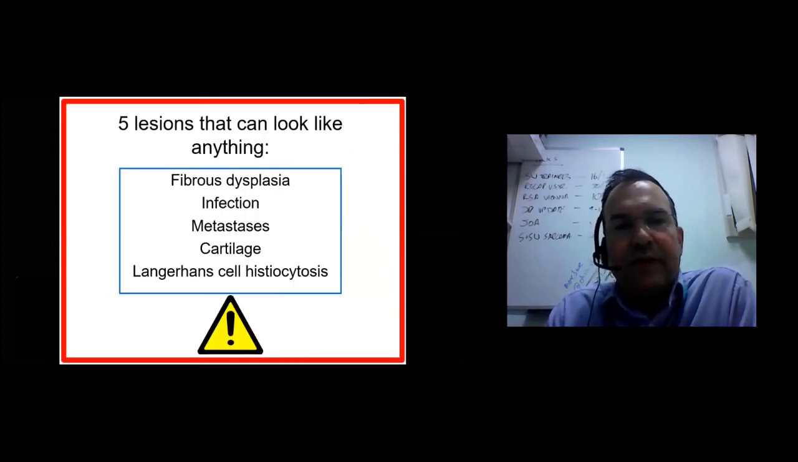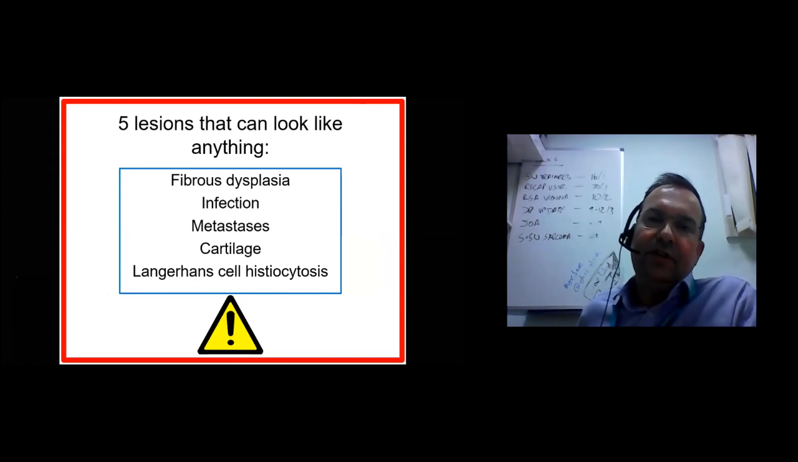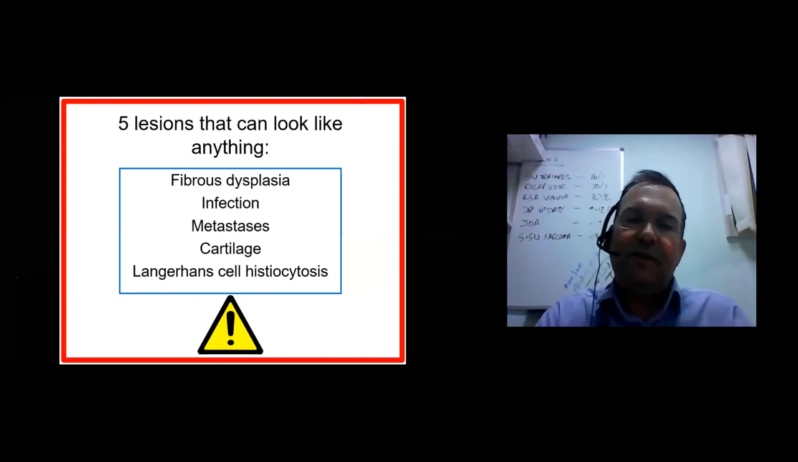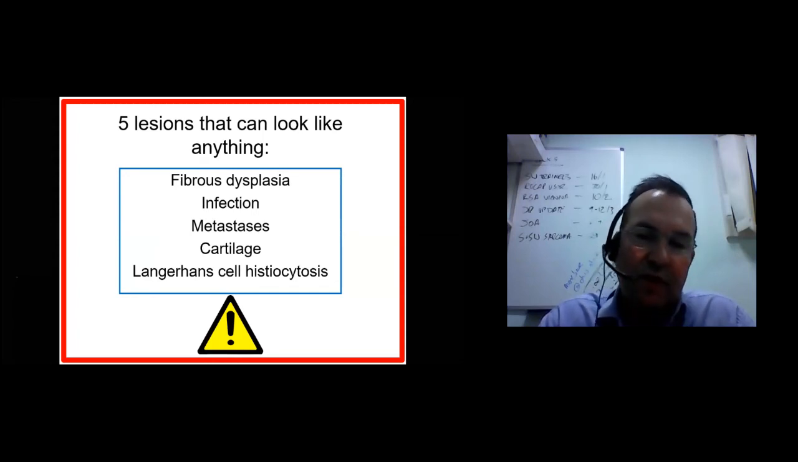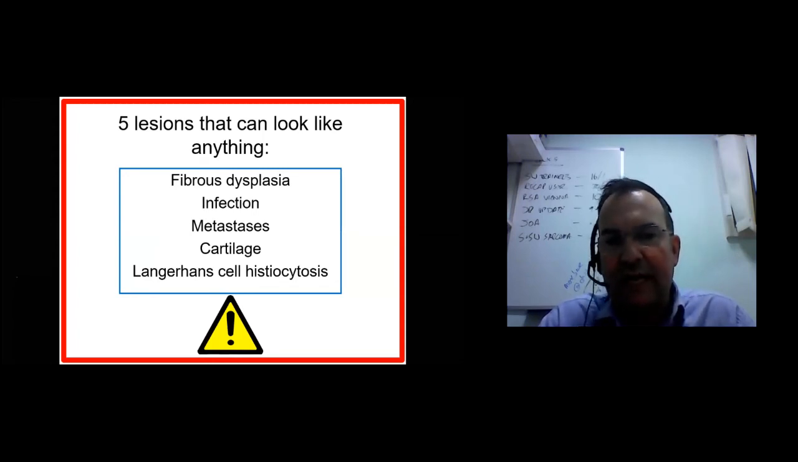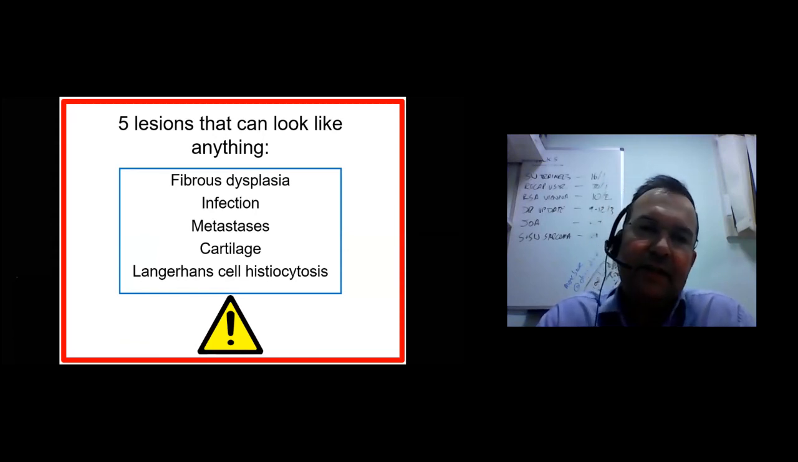And we'll just finish with this last slide. Five lesions that can look like anything. Just be aware of these in your differential diagnosis. Fibrous dysplasia, infection. So again, we culture everything that we biopsy, and we biopsy everything that we culture. Metastatic disease, the cartilage lesions, and this really unusual one that we won't talk about this evening called Langerhans cell histiocytosis.